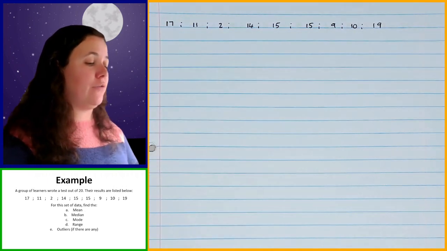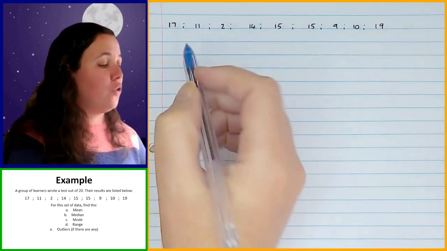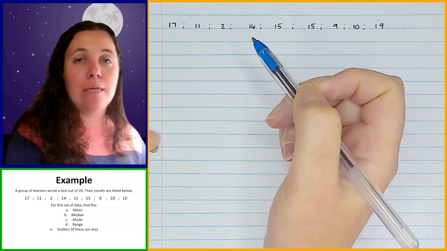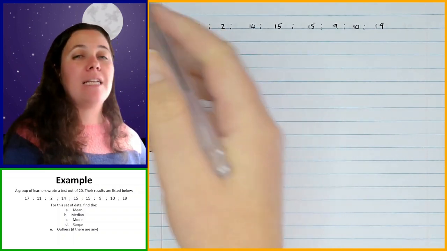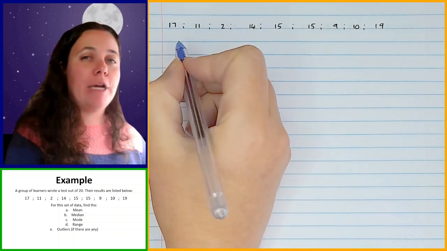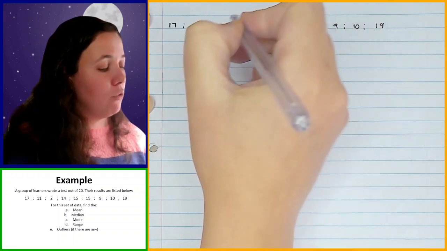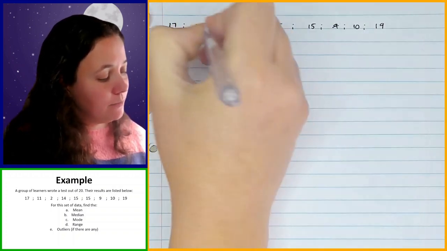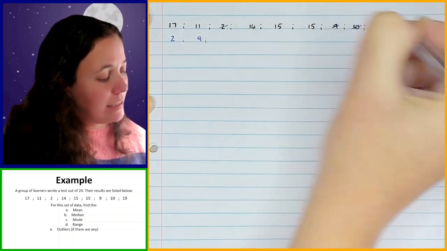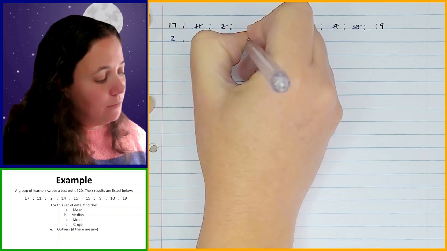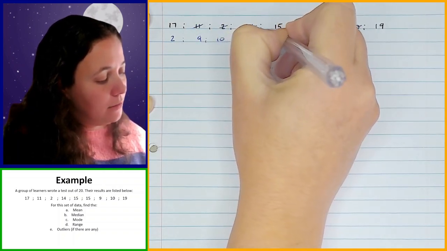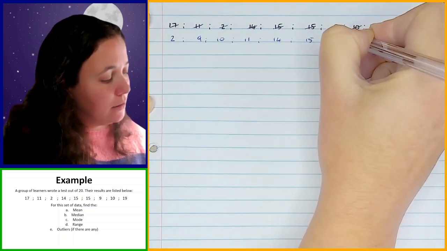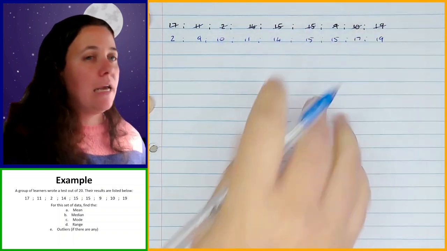So I've got my values written over here. The very first thing I'm going to do before anything else is rearrange these into ascending order, because they have to be in ascending order in order to be able to find the median. It's going to be helpful for some of the others as well. So I'm going to arrange them in ascending order by looking through them and finding the smallest first, that's 2 over here, and crossing it out and writing it there. The next one is going to be 9. Cross that out. Then I've got 10 over here. Then 11. Then 14. Then 15. Another 15. Then 17. And finally 19. So now they're in ascending order.